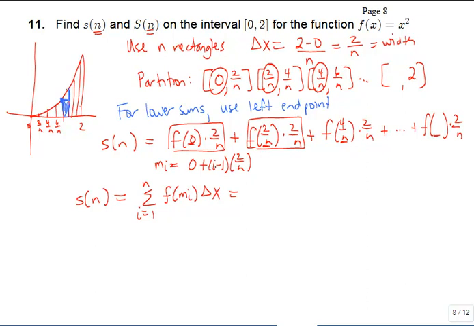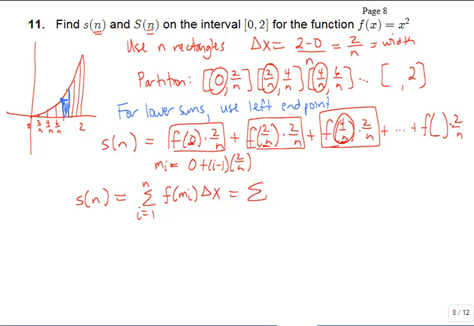If i is 3, 3 minus 1 is 2, 2 times 2 over n is 4 over n. So we're getting this input that we want for that third rectangle. It's slightly complicated here because we have to actually shift that i by a minus 1 so that we're getting that left endpoint instead.